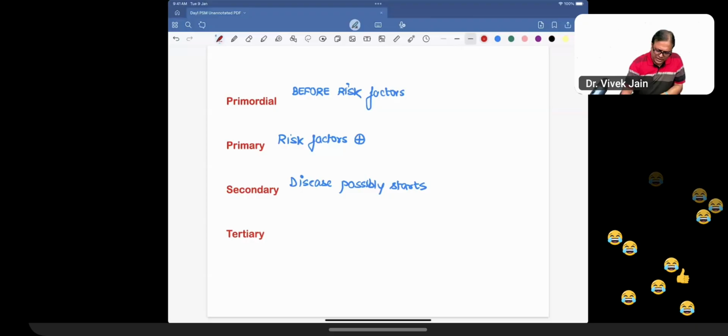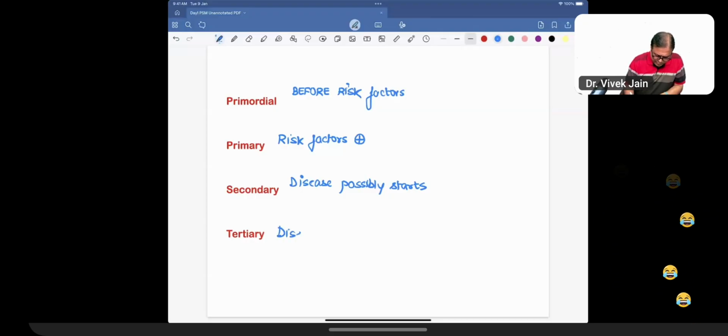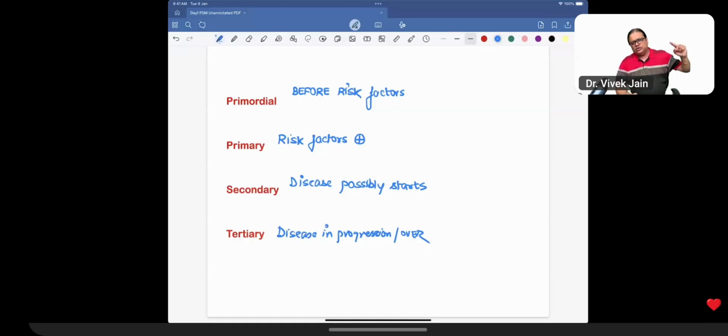So disease possibly starts in the body is secondary. And tertiary is when disease is in progression or over. So smoking has not yet started, primordial. But you join MBBS, you start smoking, primary, right? Then you see a coronary heart disease patient in your medicine OPD, secondary. Now you can diagnose and treat the person. And when you think about prolonging the life of the person, improving the quality of life, then tertiary. Quaternary is generally not asked, right?